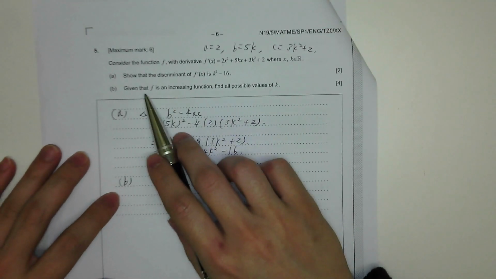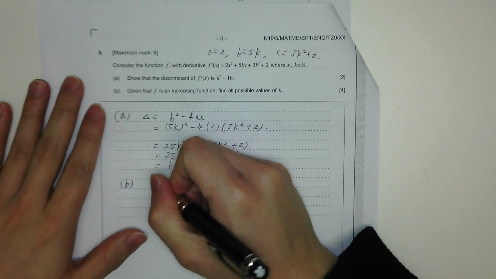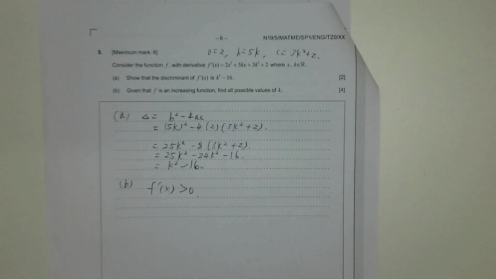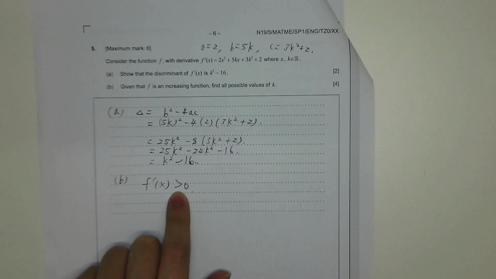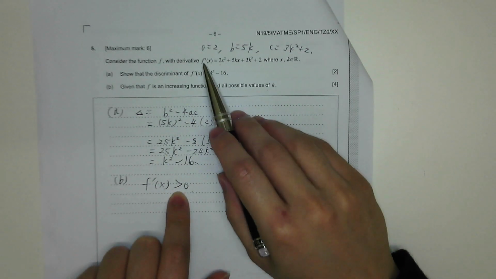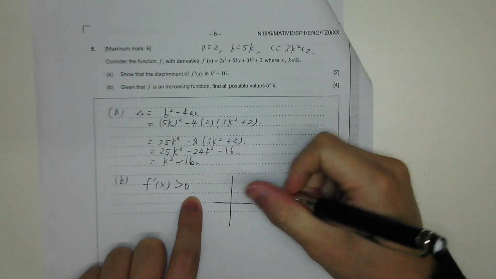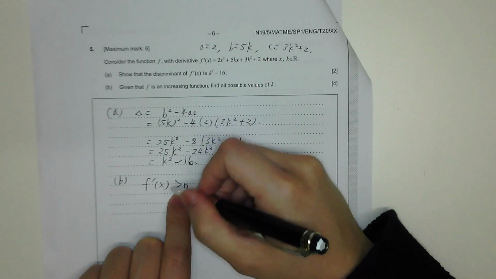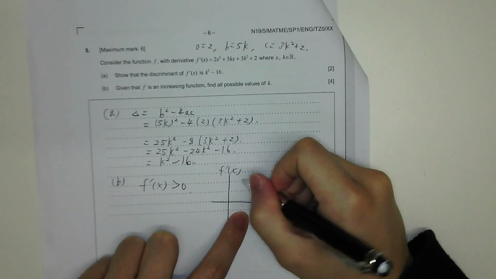So if f is an increasing function, that means the slope is positive. So slope positive means f prime of x is a positive value, right? So f prime of x is positive, and you see f prime is a quadratic function. If we draw it, then it's U-shaped because a is positive, and it's always positive for the y value. So f prime of x will be like this.